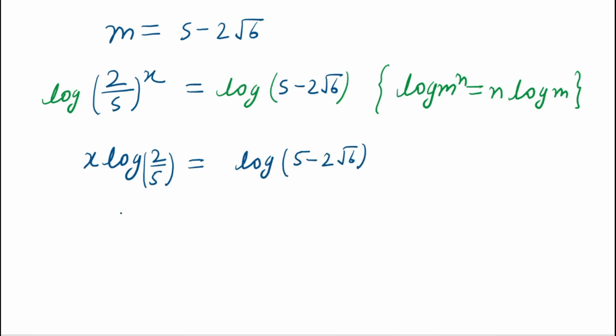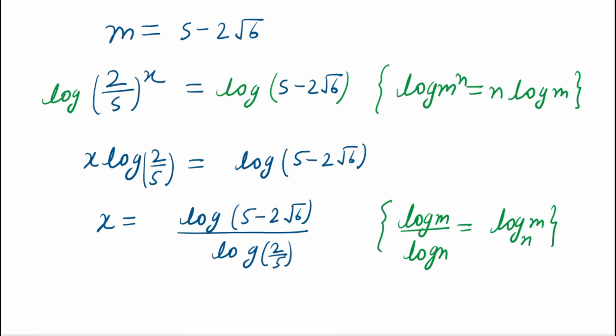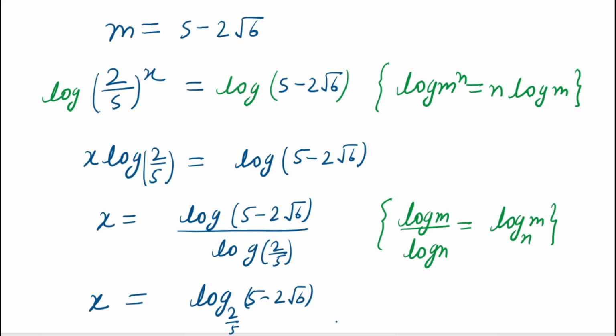Now divide both sides by log 2/5, then x is equal to log of 5 minus 2 times square root of 6 divided by log 2/5. Now this expression is the same as, here we will apply this rule, log m over log n is equal to log m with base n. If we apply this rule here, then you can say x is equal to log of 5 minus 2 times square root of 6 with base 2/5. This is our second solution.